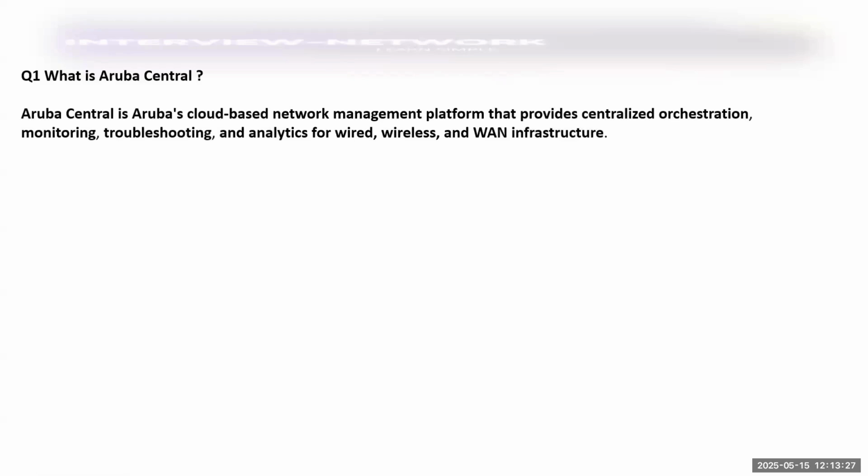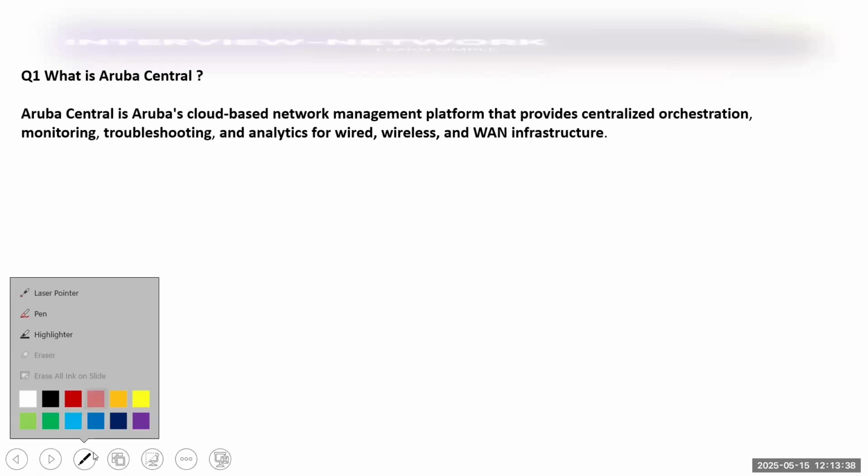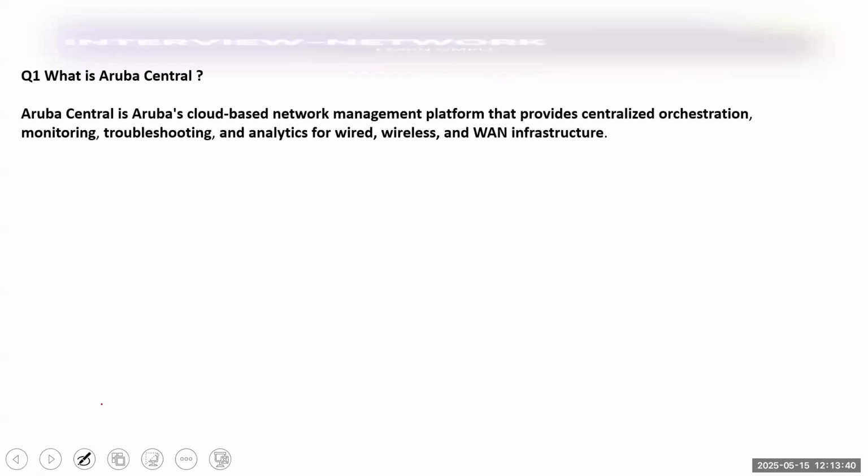What is Aruba Central? Aruba Central is Aruba's cloud-based network management platform that provides centralized orchestration, monitoring, troubleshooting, and analytics for wired, wireless, and WAN infrastructure. As you can see from this statement, Aruba Central is basically a new version of the Aruba controller, where you centrally manage your wired, wireless, and WAN infrastructure. You can troubleshoot from there, you can monitor from there, everything you can do from Aruba Central.